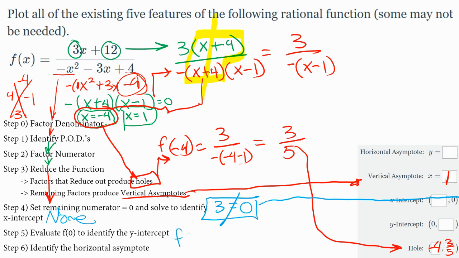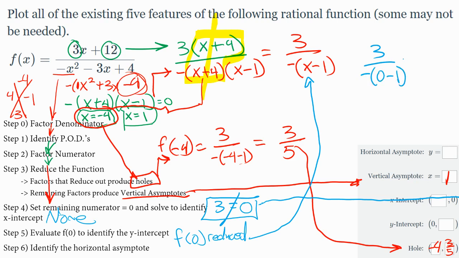To find the y-intercept, I plug in 0. I need f of 0, the reduced version, which is going to be up here. Plug in a 0. That's just going to be 3 over negative 0 minus 1, which is 3, because 0 minus 1 is negative 1, times negative 1 would be positive 1. So 3 over 1, which is just 3. So the y-intercept is at 0, 3.